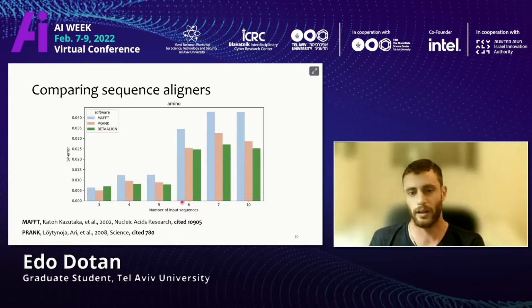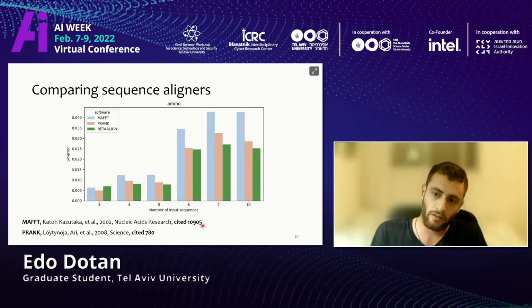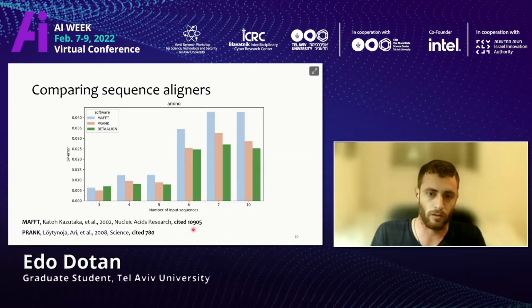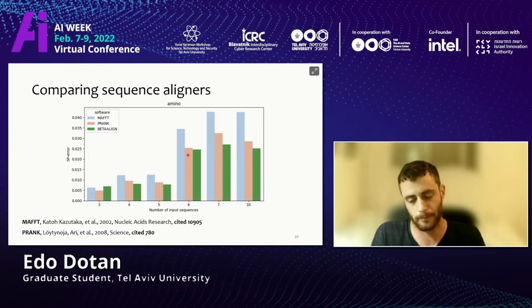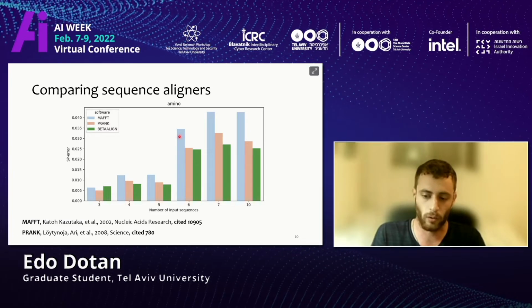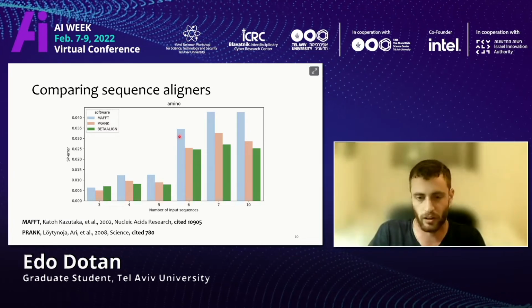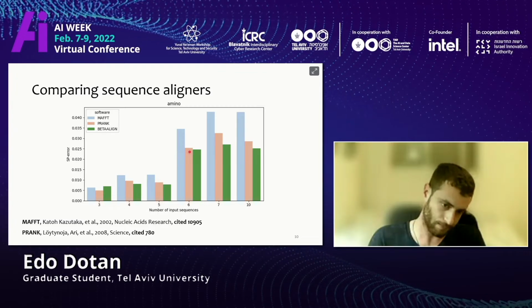And now you can see our results. We have, in most cases, superior results to MAFFT and Prank. We are talking about reducing the error compared to MAFFT by 25 to 35%, and compared to Prank by about 10%.